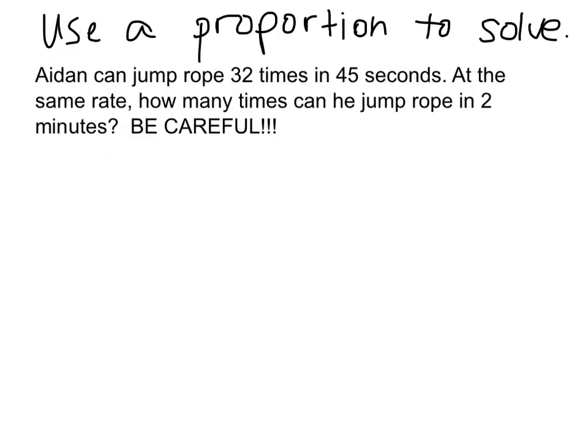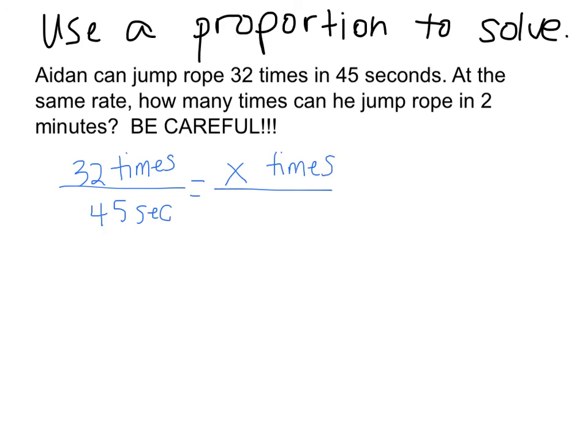Use a proportion to solve. Okay, Aiden can jump rope 32 times in 45 seconds. And I want to know how many times he can jump rope. Uh-oh, be careful. In 2 minutes. I need to figure out how many seconds that is. There's 60 seconds in 1 minute, so there's 120 seconds in the other minute. The only time we need to change units is if they don't quite match.